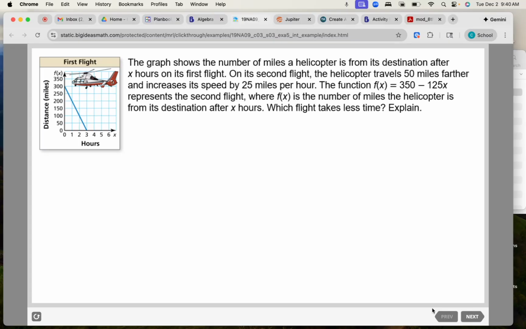All right, this graph shows the number of miles a helicopter is from its destination after x number of hours on its flight. On its second flight, the helicopter travels 50 miles farther and increases its speed by 25 miles per hour. The function f of x equals 350 minus 125x represents the second flight, where f of x is the number of miles from the helicopter.